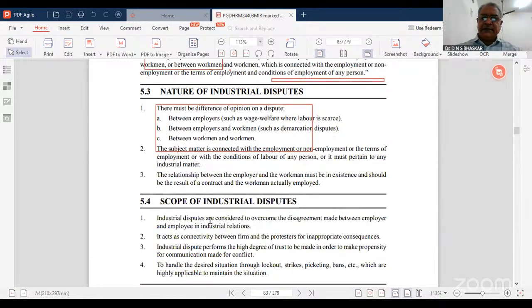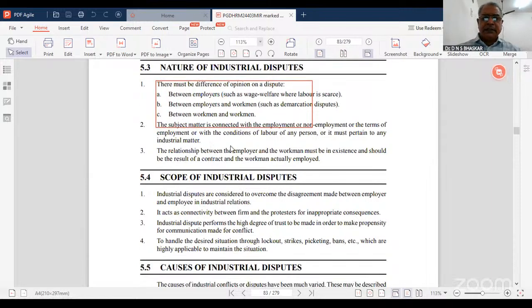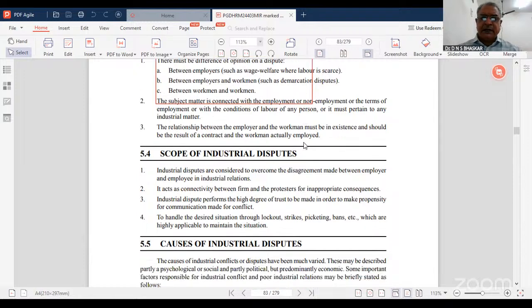Then what is the nature of an industrial dispute? There must be a difference of opinion on a particular topic, between employers, such as on wages and welfare, then between employers and workmen, such as demarcation of disputes, and between workmen and workmen. The subject matter is concerned with employment or non-employment, or the terms of employment. So the disagreement may be with respect to employment, non-employment, or the conditions of employment. The relationship between the employer and workman is the other important aspect.